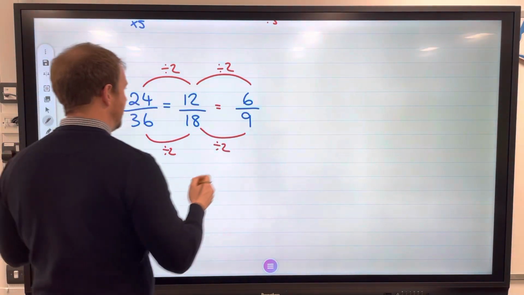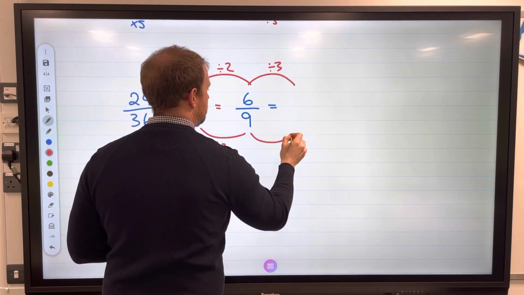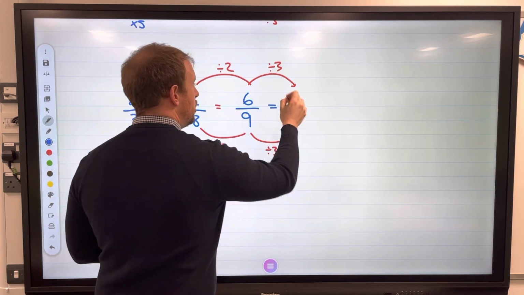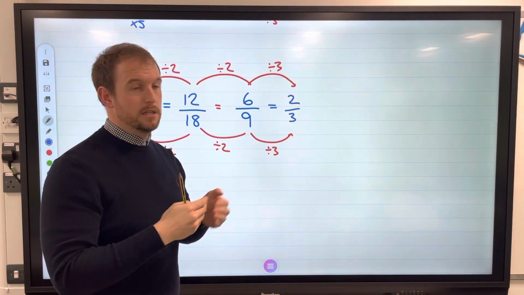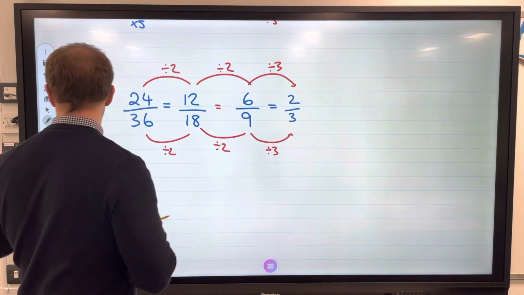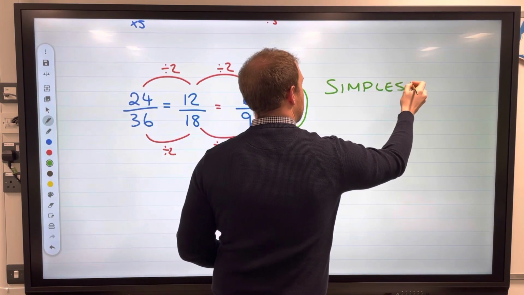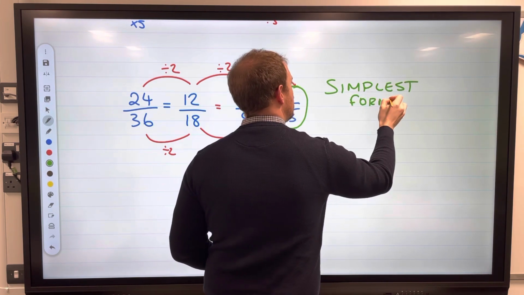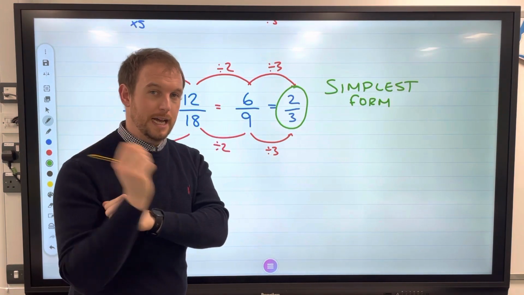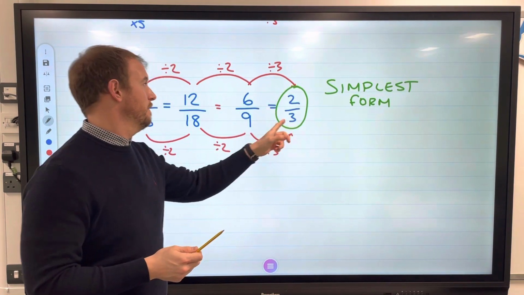Does 3 work? Yes, it does. This time we're going to divide by 3, which makes 2/3. Do 2 and 3 have any other common factors that are greater than 1? No, they don't. So this part here is what we call simplest form. It cannot get any smaller, as in the digits can't get any smaller. The size of the fraction, the size of the amount of pizza, is still exactly the same. It's just the digits have become smaller to make it simplest form.